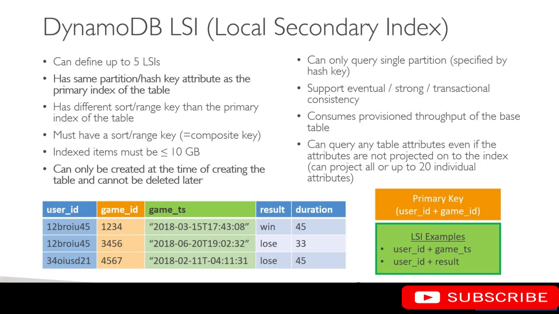So if your queries require additional attributes, you can project them onto the index, and you can project up to 20 such attributes. And if your table has more than 20 attributes and your application requires more than 20, then you can project all attributes onto the index. If you want to project fewer than 20, then you can name the attributes that you want to project. So that's about the local secondary indexes.